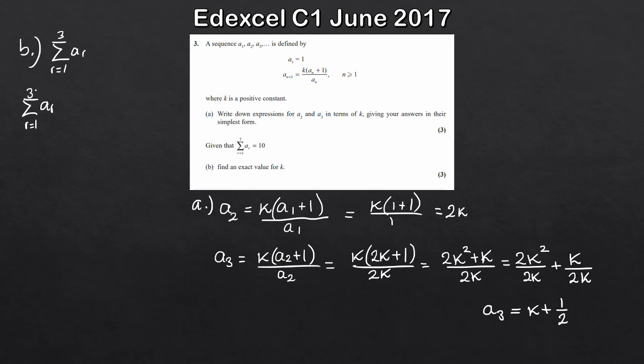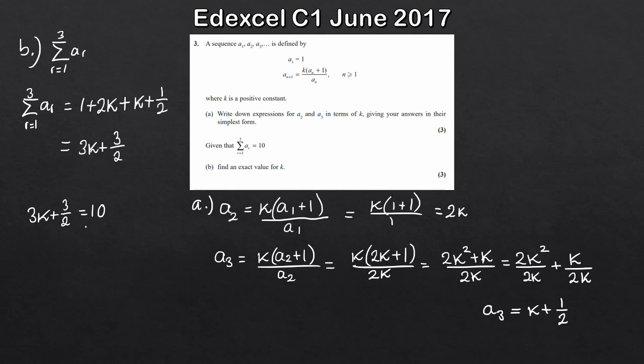So the sum from 1 to 3 is going to be equal to 1 plus 2k plus A3, which is k plus a half. So that's 3k, and then 1 plus a half would be 3 over 2, so we get 3k plus 3 over 2. But we do know that this summation is equal to 10, so in that case, 3k plus 3 over 2 is equal to 10.